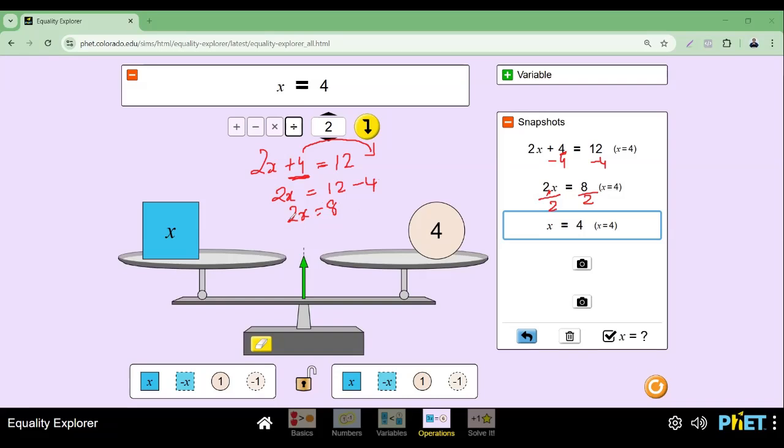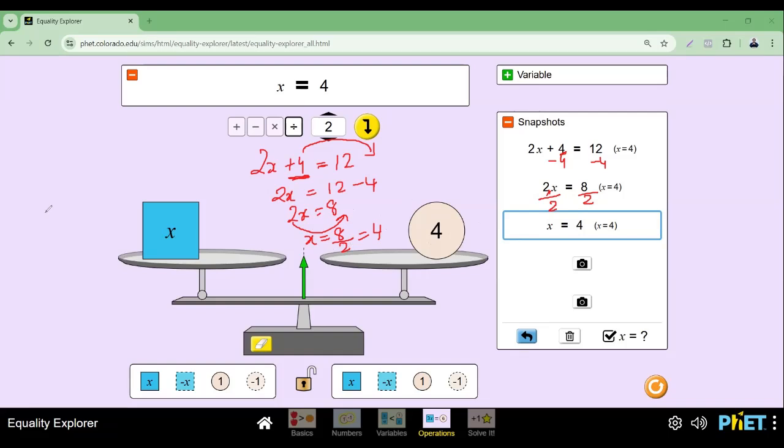Now this other 2 is there that is going to get transposed to the right side of the equal to sign. When that is happening, because it is multiplied, it will get divided. 8 divided by 2. That will give me a 4. And that is how this is correct. x is equal to 4.